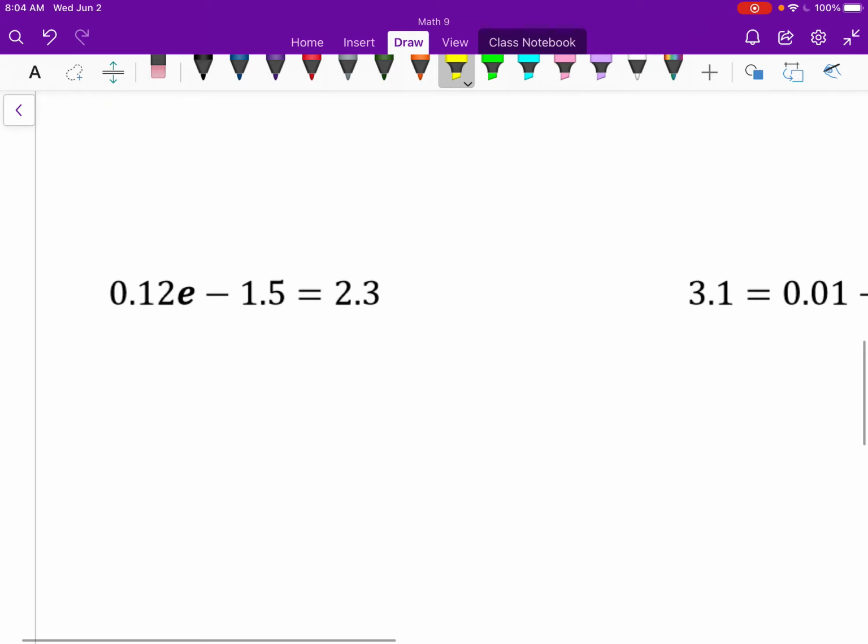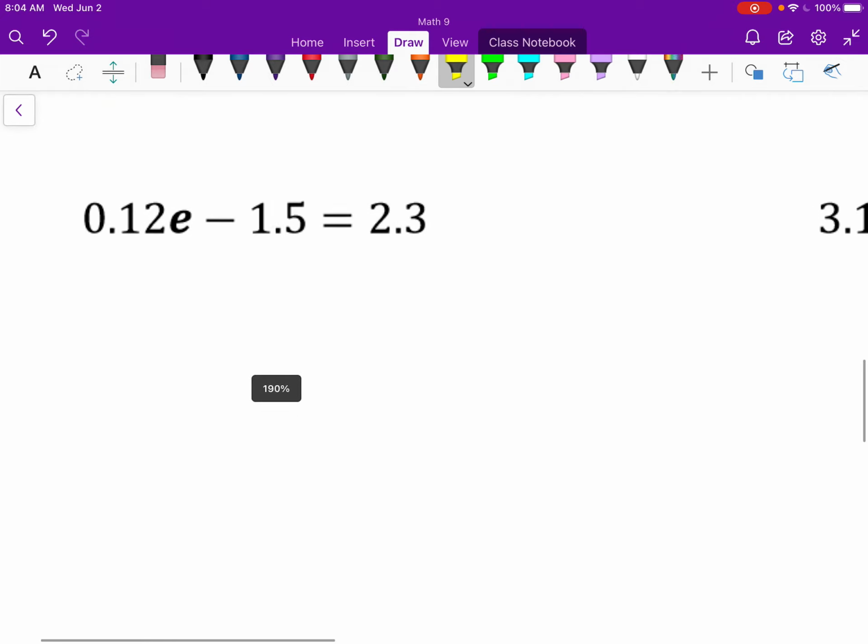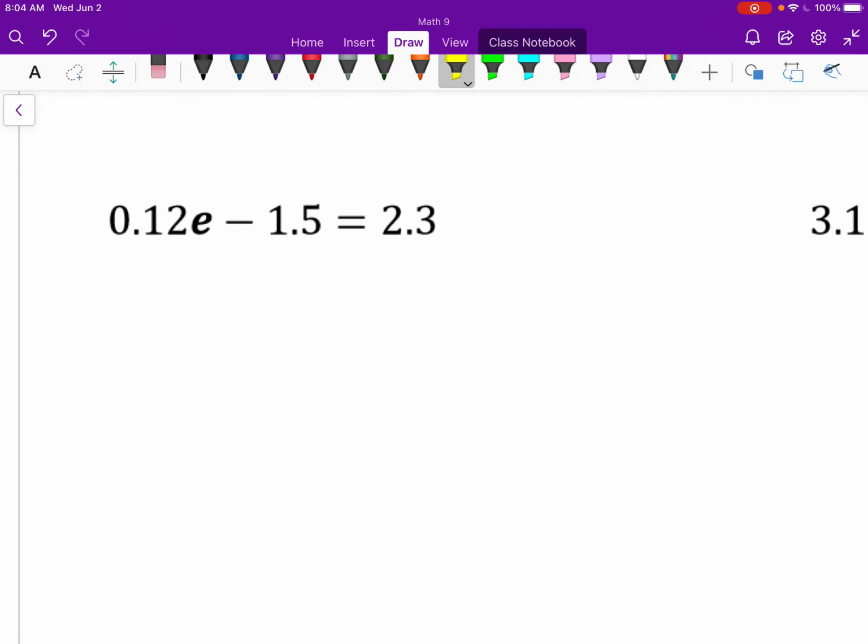Last 2 examples, which are not so much harder, it's just more annoying. So I'll mention a couple ways of approaching this. So I want to figure out e, and I have these decimals here. But that's it. You're allowed a calculator. The decimals are just, they're not whole numbers.